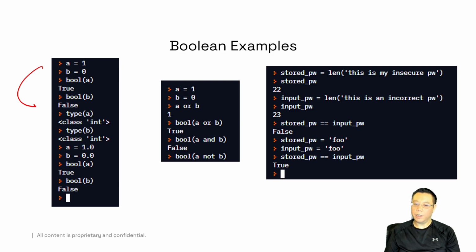By itself, it's still an integer. And even if you convert it into a float, 1.0 and 0.0 are always going to give true and false respectively. Now let's do some logic behind it. One of my logic tables, my truth tables of ors, ands, and negates. Well, let's look at that again. A equals 1, which is true. B equals 0, which is false.